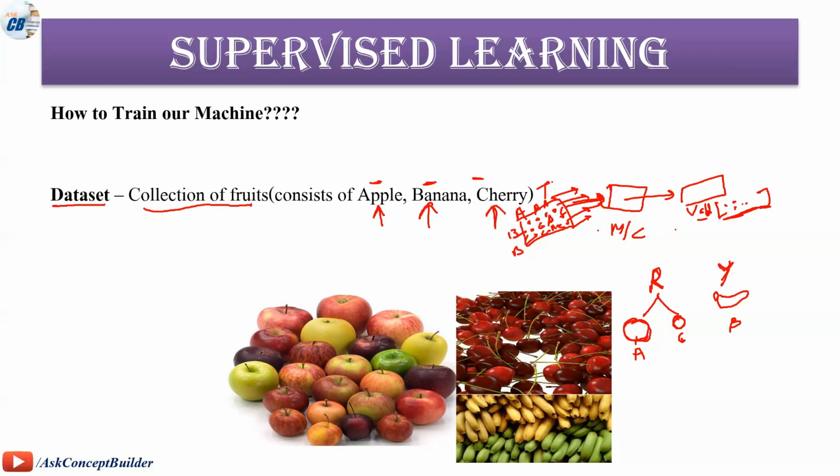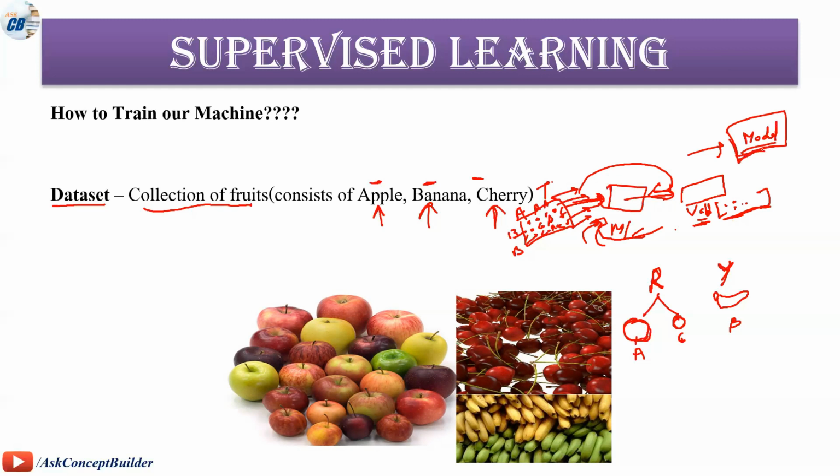But if our machine is not able to identify the fruits completely, again we will train our machine with more data. In this way, this process keeps on going until we get a completely trained model.